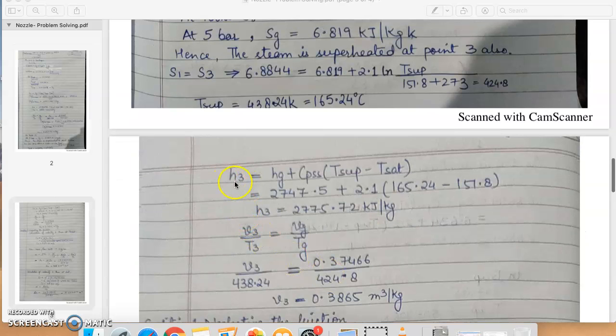Now for having the enthalpy at point 3, we will have Hg plus Cp of superheated steam. The formula for the enthalpy of superheated steam is this one. So H3 is now this.